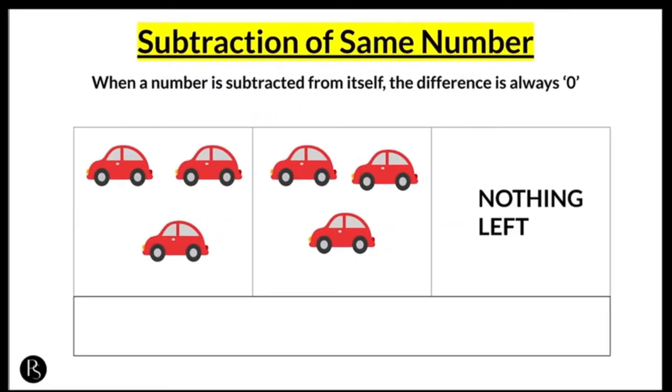Subtraction of same number. When a number is subtracted from itself, the difference is always 0. Here you can see in the first block, 3 cars are given.